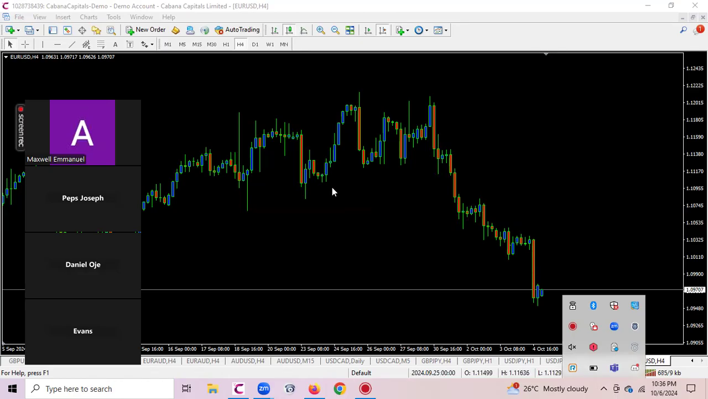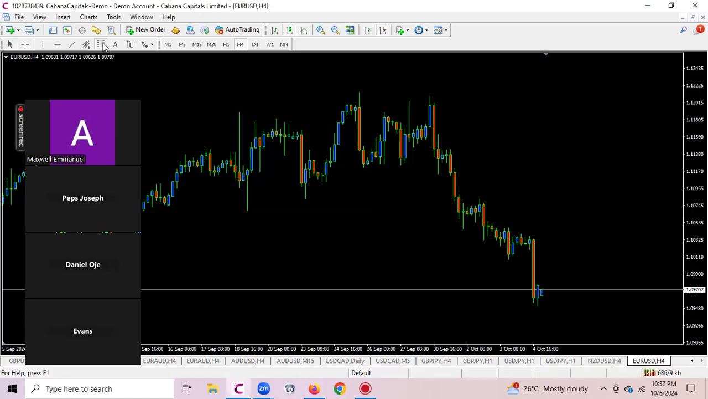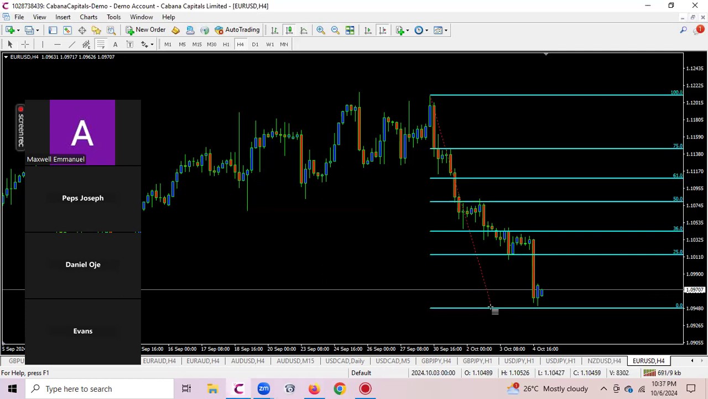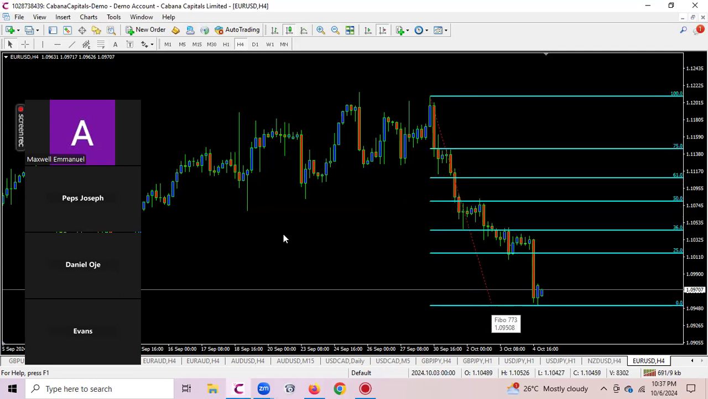So how do you know price is at premium or discount? You make use of your Fibonacci tool. You identify the most recent swing high, and this is the most recent swing low. So this is the most recent range on Euro USD. This is the most recent range on the 4-hour time frame.